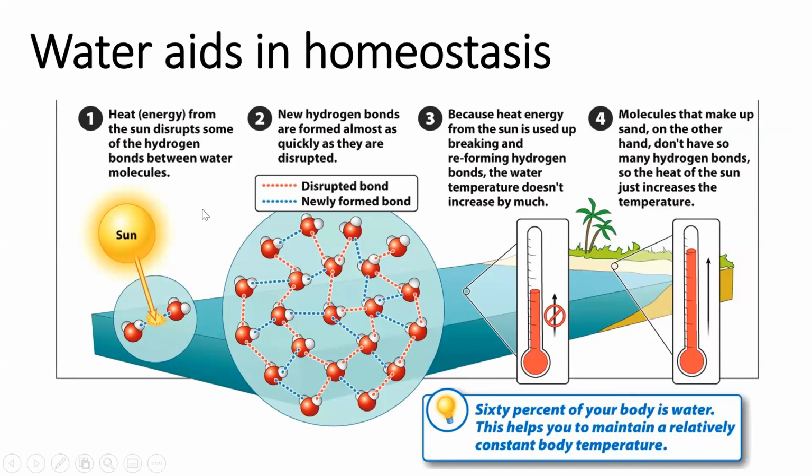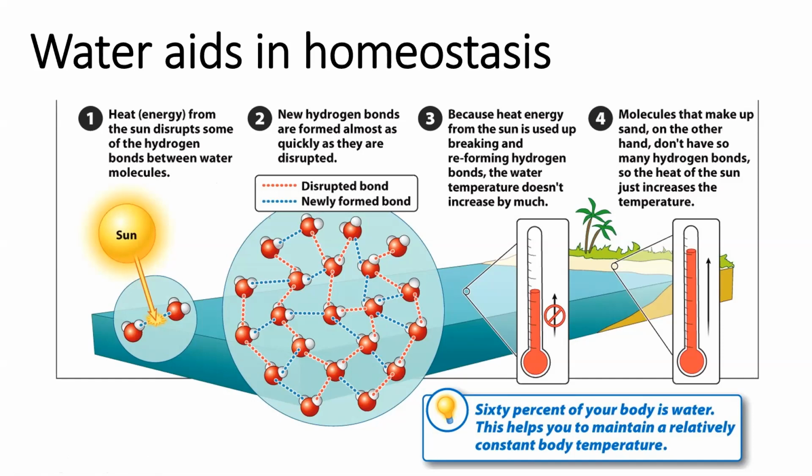Your body is going to maintain its temperature due to water. So you can see that, again, the way that water aids in homeostasis is by this process that's been thoroughly studied. And basically what happens is heat, which is a form of energy, which we're going to talk about, again, from the sun, because as we're going to learn, all the energy that's found on the planet comes from the sun.